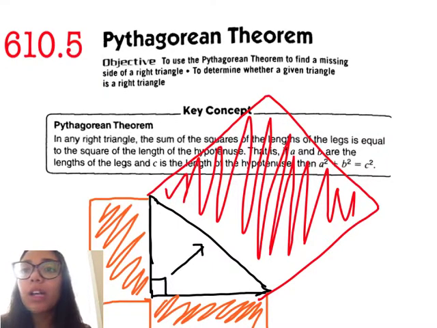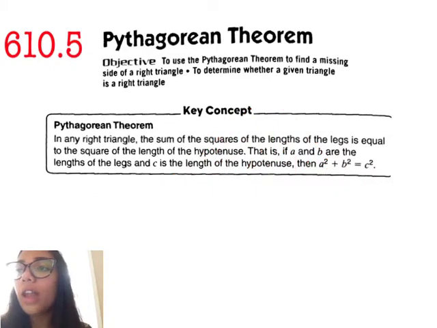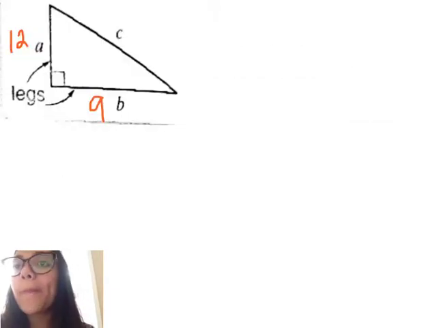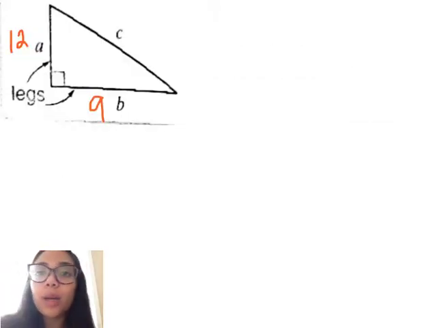So you need to write down that A and B are the lengths of the legs, and C is the length of the hypotenuse. A squared plus B squared equals C squared. So you need to make sure you write down your key concept. Alright, so here's my first example. I need to write down my equation first. My equation is A squared plus B squared equals C squared.